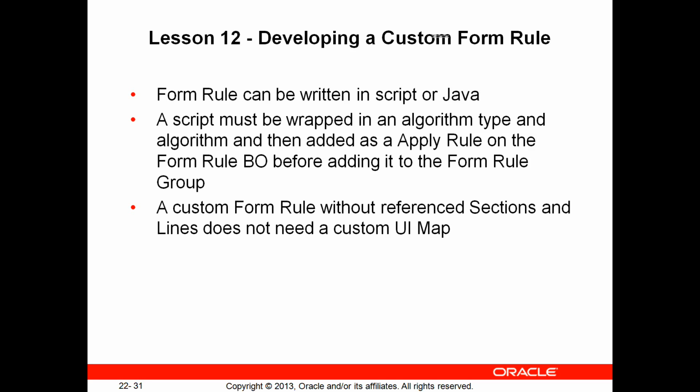You can just use the parent form rule, and no HTML and JavaScript needs to be built in order to create your own form rule. You have to add in your algorithm on your apply rule. You might need to add in a validation algorithm, but you won't have to deal with UI maps. However, if you wanted to create a more sophisticated form rule which references sections and lines, you would have to create your own UI maps, and there are examples in the system in BASE to use to create your own sections and lines, but that isn't the example that we showed today. We showed the basic simple one.